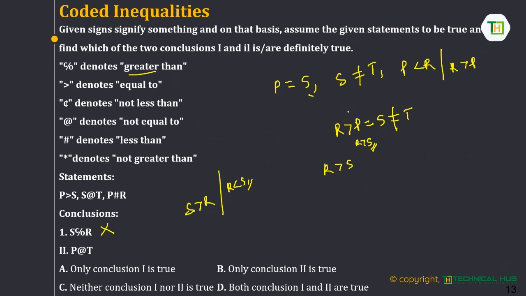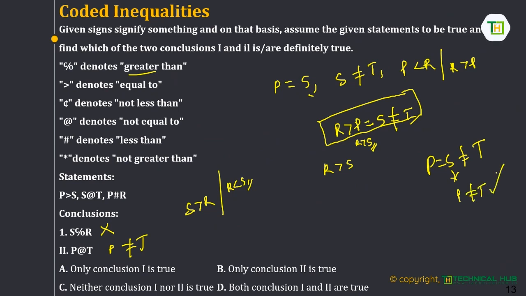Using the final statement, the second one: P at the rate T. At the rate means not equals, so P not equals T. P equals S not equals T, so S replaces P, P is equal to S, and P not equals T. Here the right answer: using the statement, the conclusion is true. The statement P not equals T means conclusion 2 is the right answer. Given the options, option B is the correct answer.